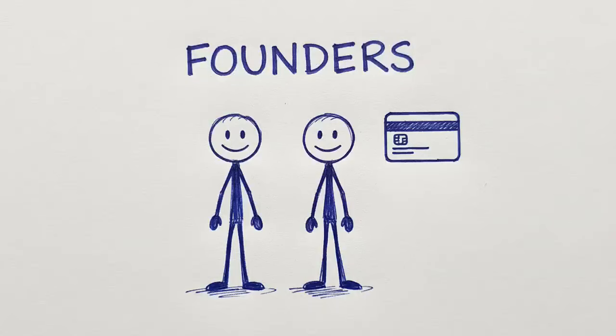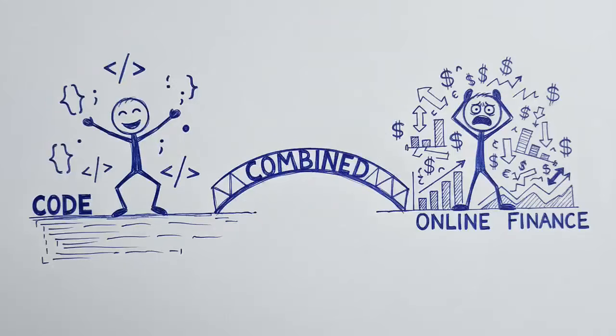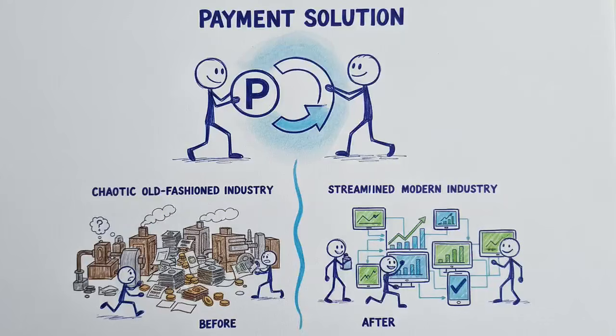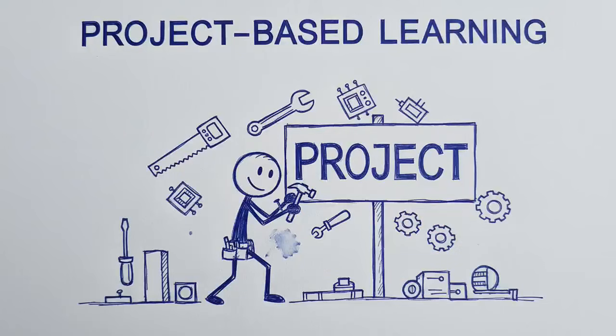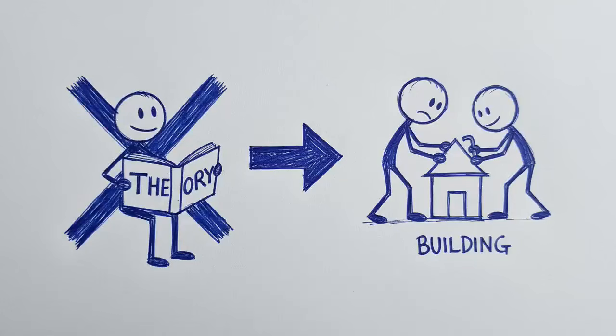Look at the founders of Stripe, the payments company. They combined their deep knowledge of programming with a clear understanding of the frustrating world of online finance. By recombining these two skill sets, they created a solution that revolutionized an entire industry. The most effective way to practice recombination is through project-based learning. Instead of just studying theory, you force yourself to build something tangible.